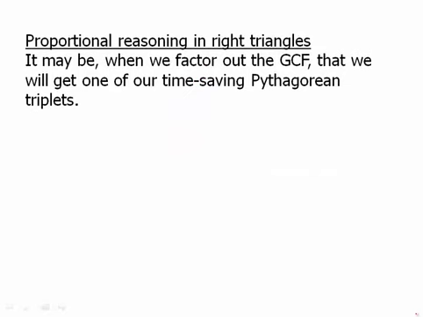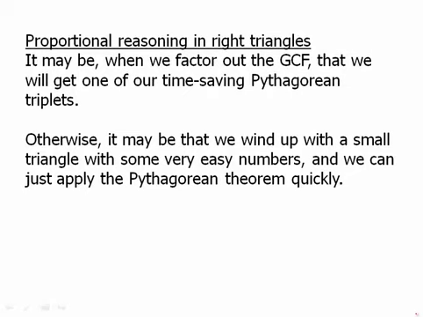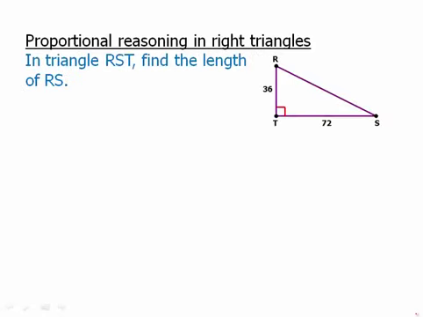It may be that when we factor out the greatest common factor, we will get one of our time-saving Pythagorean triplets. Otherwise, it may be that we just wind up with a small triangle with some very easy numbers, and we can just quickly apply the Pythagorean theorem in that much smaller triangle. So here's the problem. Pause the video and we'll talk about this.